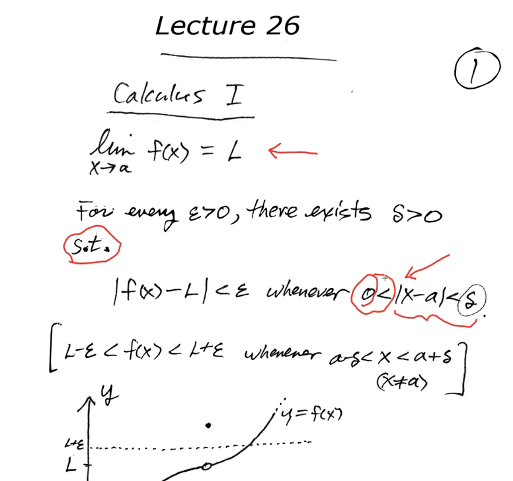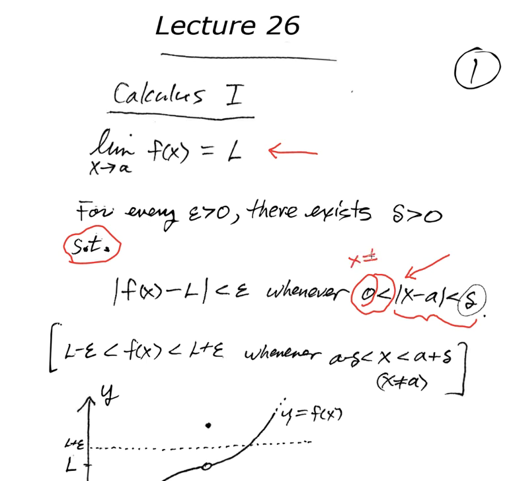Over here, I already have this circled. Do you know what this implies? 0 is less than the absolute difference between x and a. This is basically just saying what? x is not equal to a.